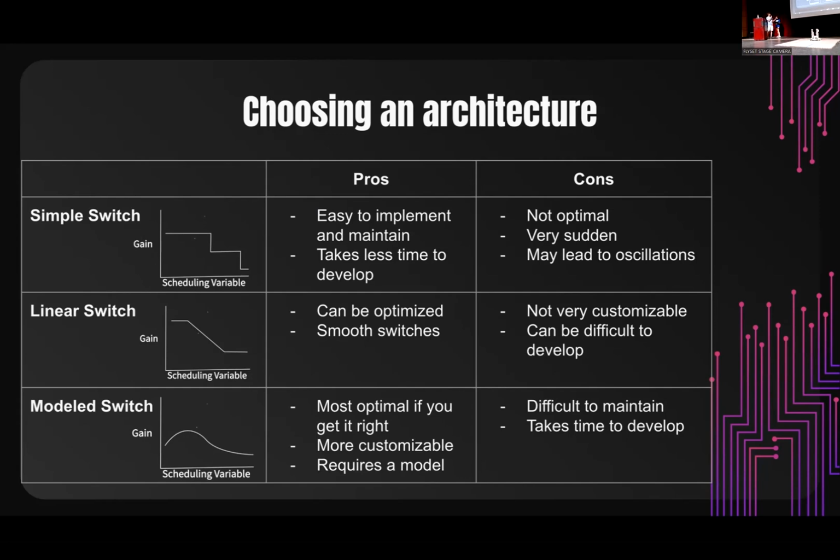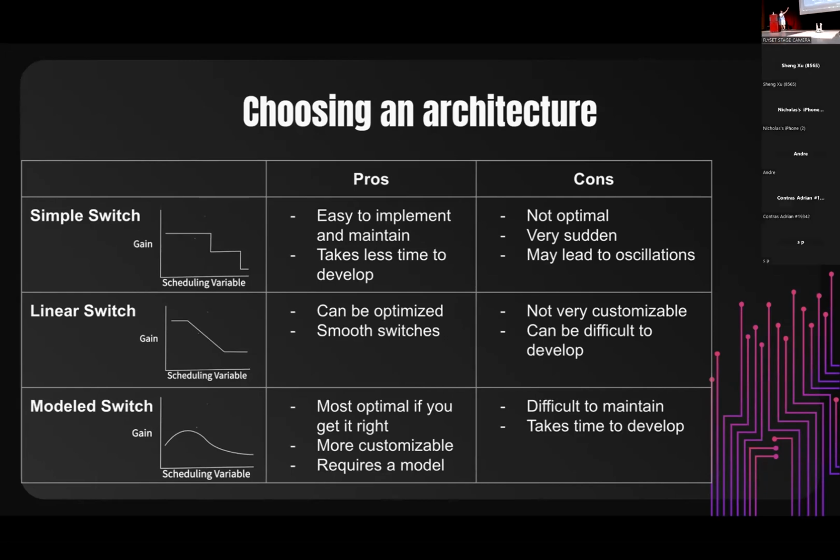Next up, we have the linear switch, which is essentially you choosing your design points and linearly interpolating between them. This can be optimized a lot more than the simple switch because you can control how far you want your line to go. And it's a lot smoother, so you don't have problems with oscillations or sudden changes. Some problems are that it can be a bit difficult to develop, or at least it's more difficult than the simple switch we have up there.